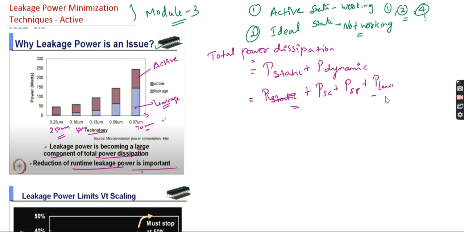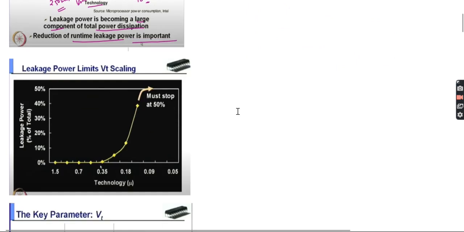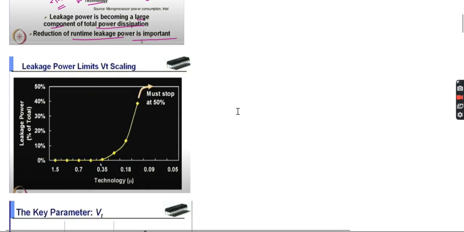That is also one of the very important factors. But normally the leakage will happen during the idle state, when the circuit is in off condition. So now let us see the leakage power limit and the VT. The VT is nothing but the threshold voltage. How the threshold voltage plays a very important role in leakage reduction.